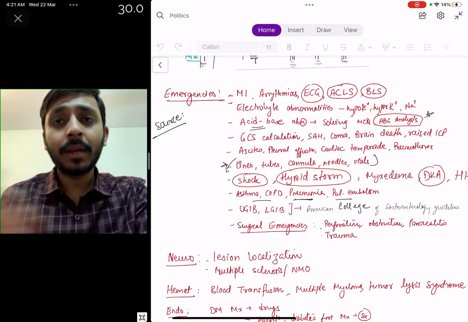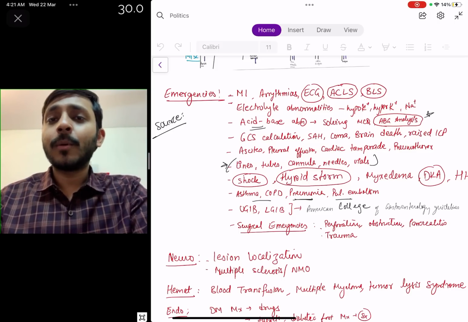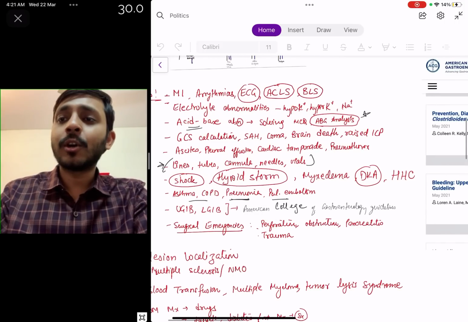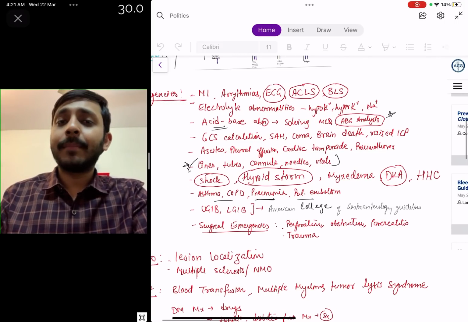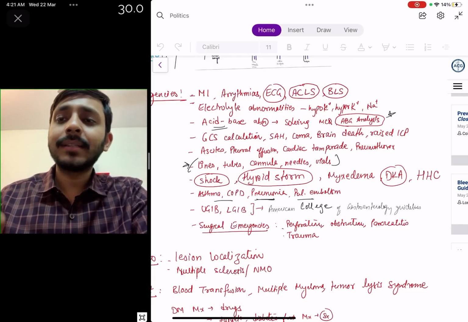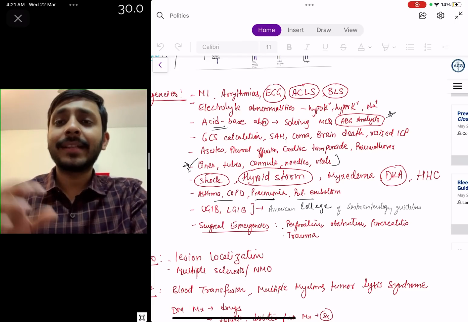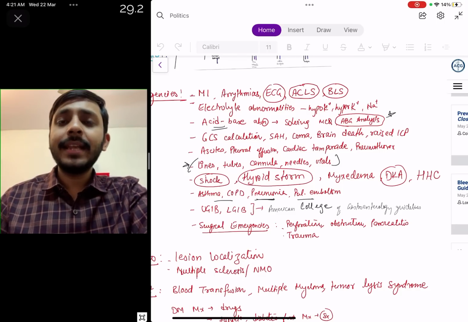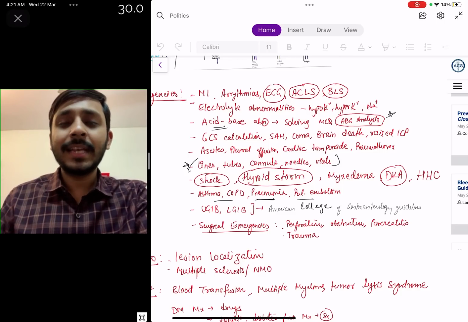Again, shock, super important. Endocrine emergencies like thyroid storm, myxedema, DKA, hyperosmolar hyperglycemic coma, super important. Asthma, COPD, pneumonia, and pulmonary embolism in the respiratory system. And in GI, emergencies like upper GI and lower GI bleed are important.